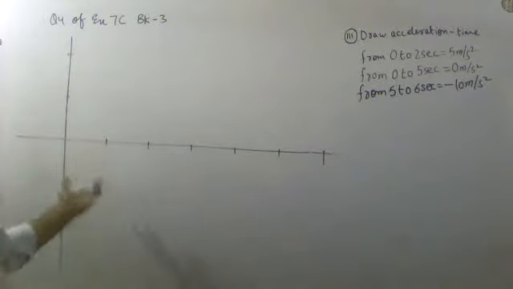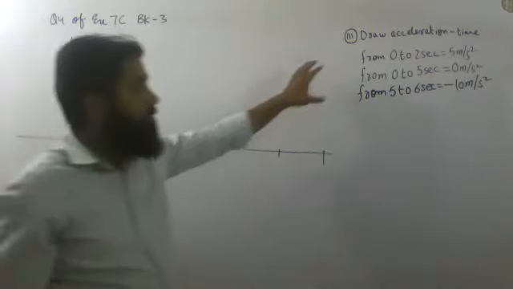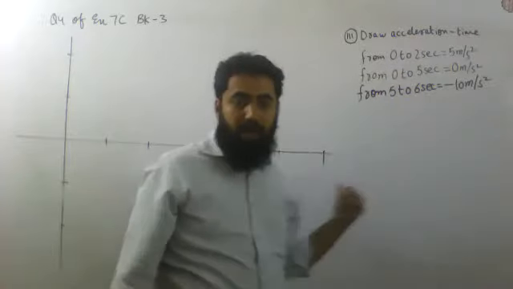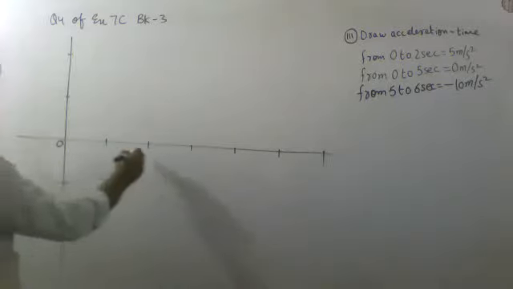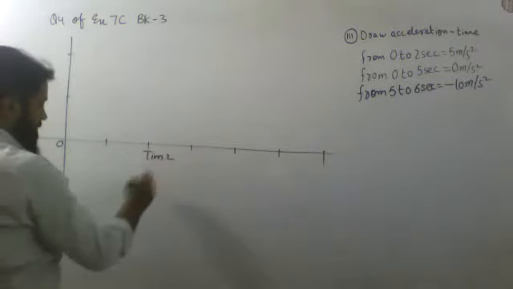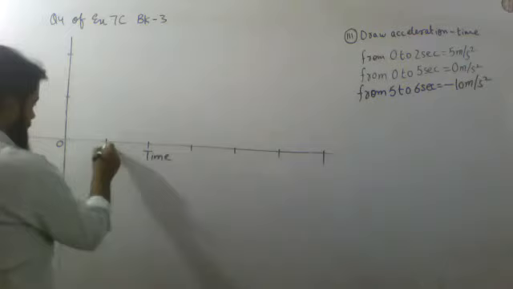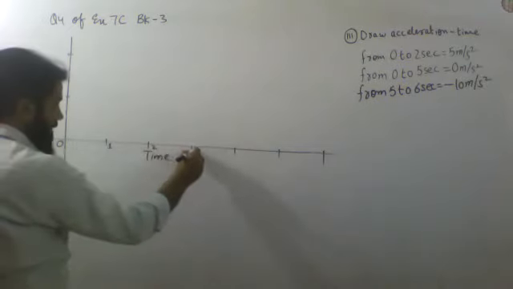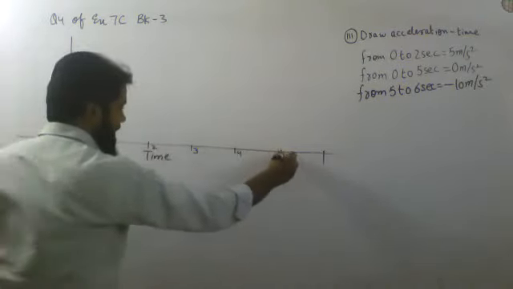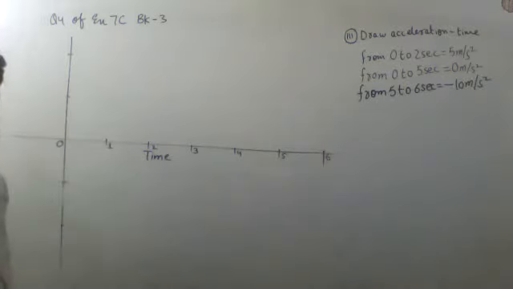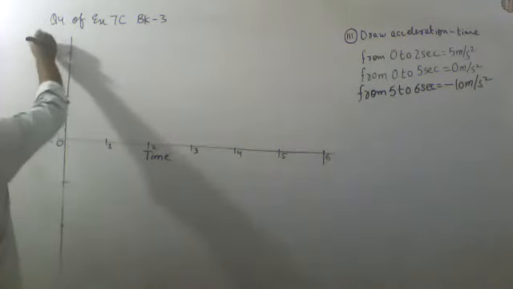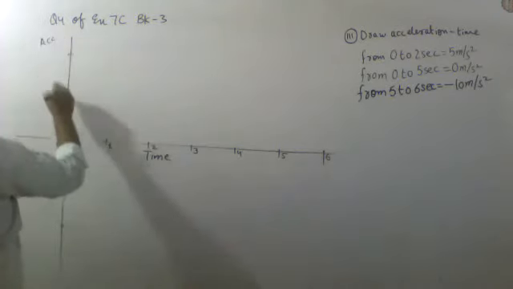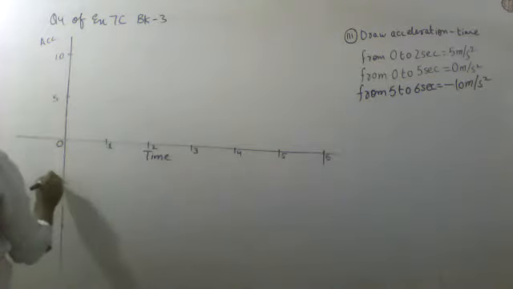Okay, so now I have got a new graph over here, and I am going to plot these things on this graph, right? This will be your time: 1 second, 2 second, 3 second, 4 second, 5 second, 6 second. This will be your acceleration: 5, 10, minus 5, minus 10.